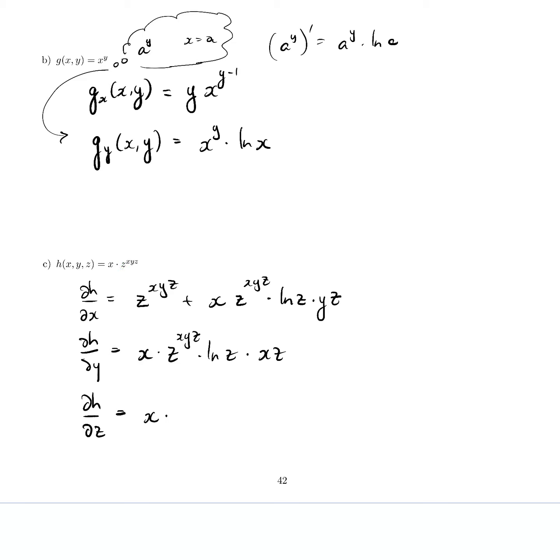So we might actually take the opportunity to rewrite this using our inverse function rules, that we can write this as e to the ln of z to the xyz. There you go. This, of course, using the laws of logarithms, we can take this and bring this down in front of the logarithm, so that becomes x times e to the xyz times ln z.